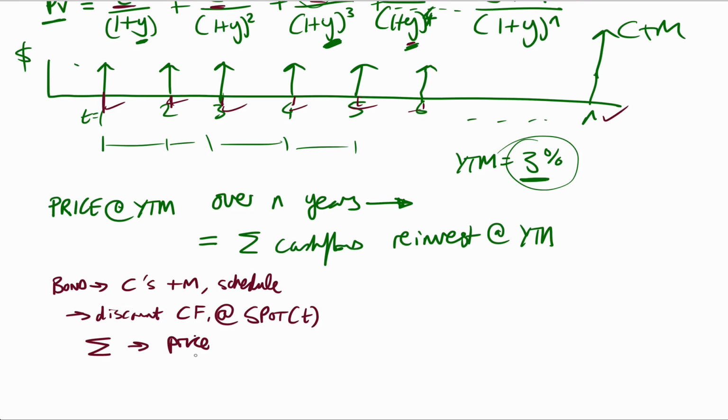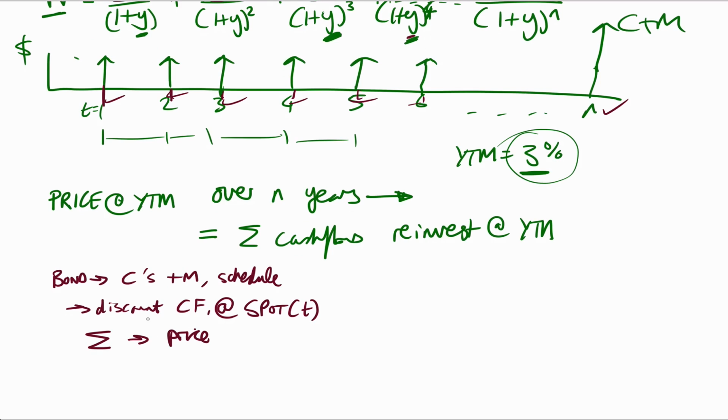And then calculate your yield to maturity as a function of the price. Does that make sense? So basically, you start with a bond, it pays a well-known stream of cash flows.